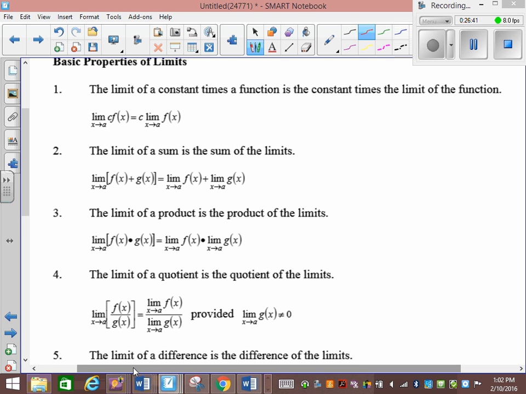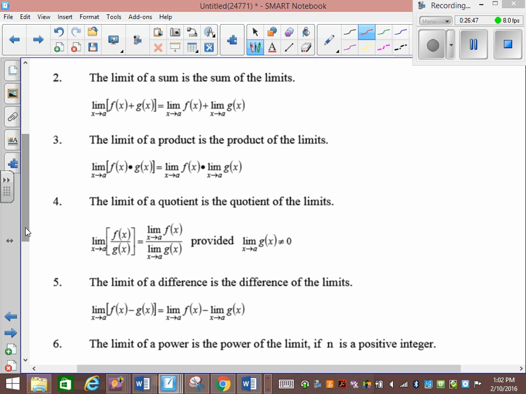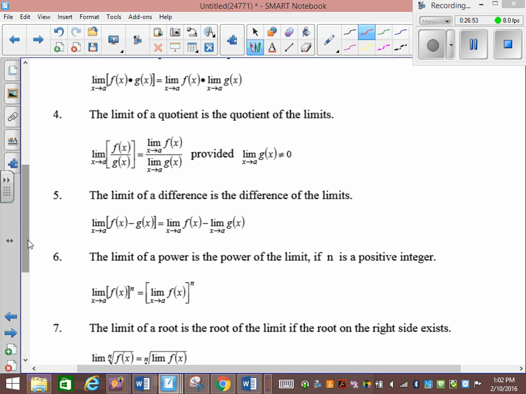When it has an addition, you just find the limit of f of x plus the limit of g of x. You can do them separately. When it's multiplication, you can do them separately. When it's a quotient, so division, you can do them separately. Difference, you can do them separately. And then this one is just saying that if I have a function to a power, I can actually just do the limit of that function, and then whatever that value is, I can raise it to the power.